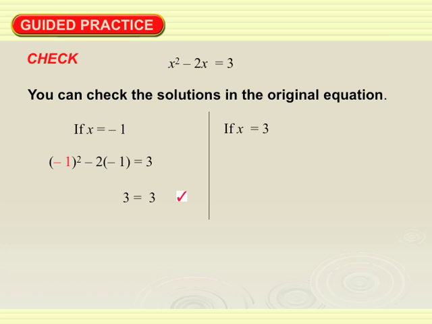I can also plug in 3 in the original equation. 3 squared minus 2 times 3. Well, 3 squared is 9, and 2 times 3 is 6, and 9 minus 6 is indeed 3. So this one checks as well.